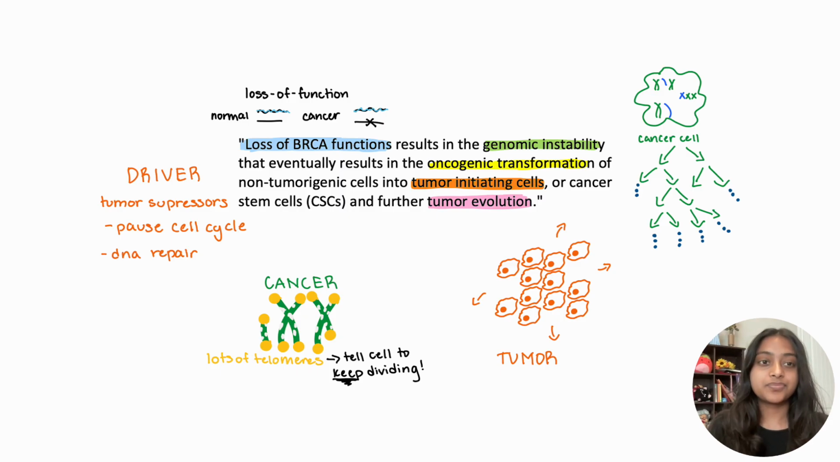Now look at that excerpt. Loss of BRCA functions. Genomic instability. Oncogenic transformation means to transform a cell to a cancer-causing cell. Tumor-initiating cells and tumor evolution. Doesn't it all seem more familiar and make more sense?